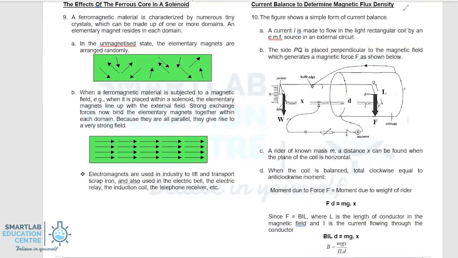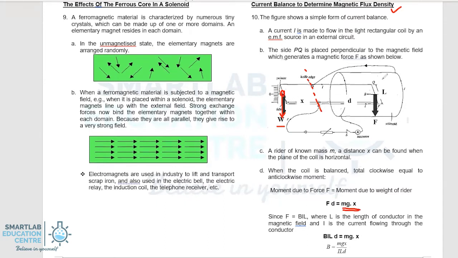Current balance. The purpose of the current balance is to determine the flux density. In the design of the current balance, there will be a rider with a weight W, and its moment about the knife edge will be the weight W multiplied by the distance x. And that will give rise to the expression mgx, where m is the mass of the rider.